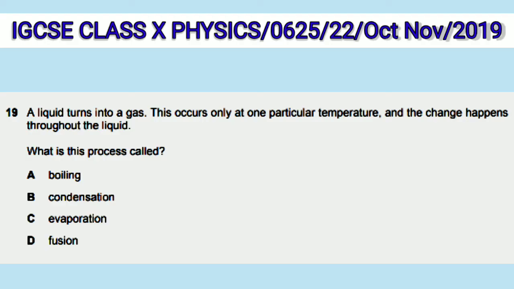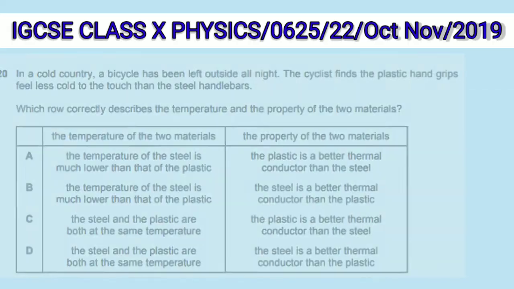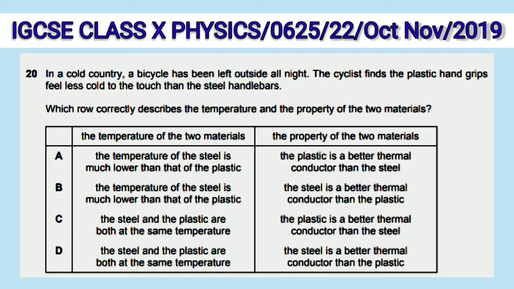But boiling takes place at one particular temperature, whereas evaporation occurs at all temperatures, and the change happens throughout the liquid. So boiling takes place throughout the liquid, evaporation is only at the surface. So the correct answer is option A, boiling. Let us see what is there in question 20.